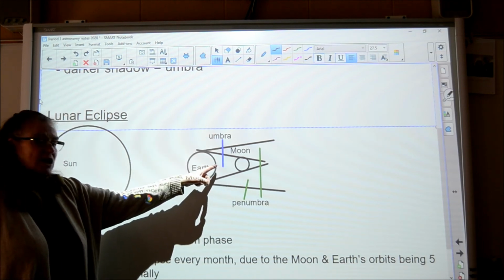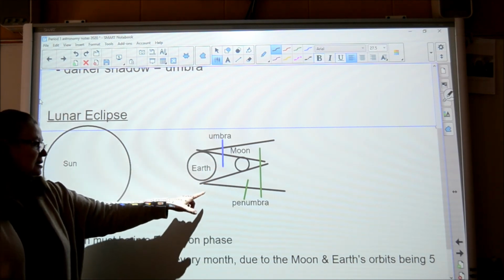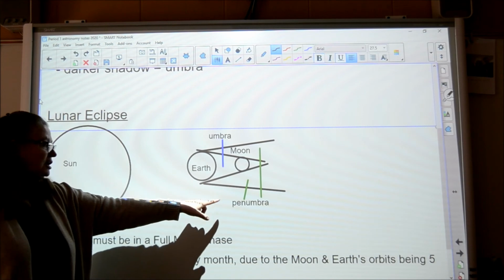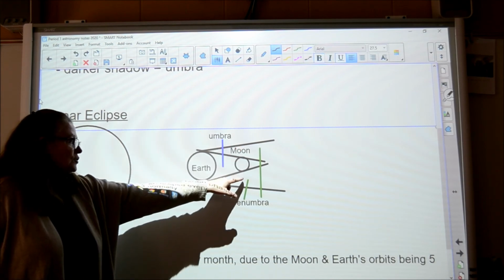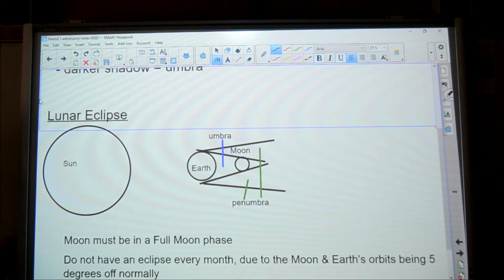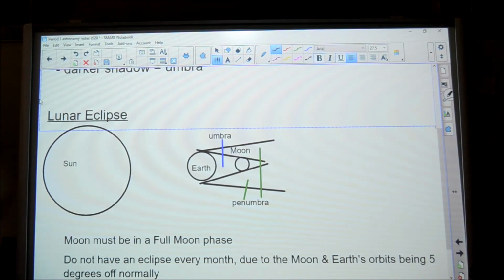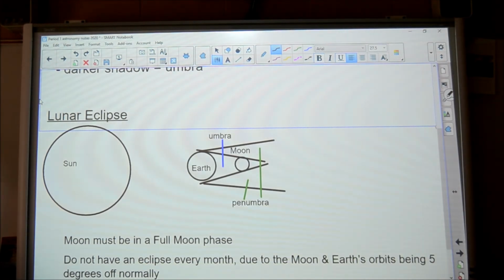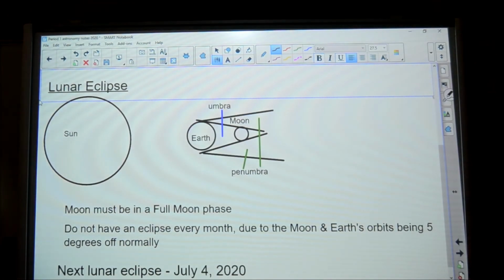That dark area is your umbra. That light gray area is your penumbra. So this and this are your penumbra, this area is your umbra. If you have a total lunar eclipse, your moon and your earth are perfectly aligned. Next lunar eclipse, July 4th of this year.